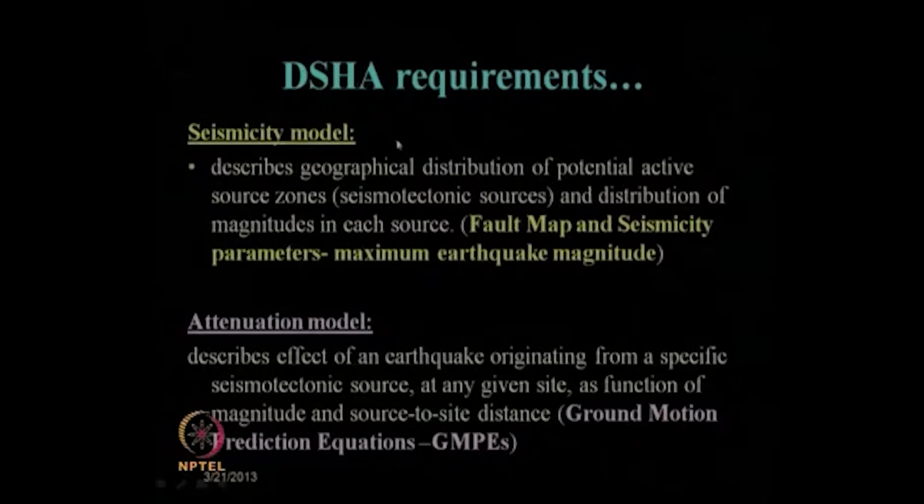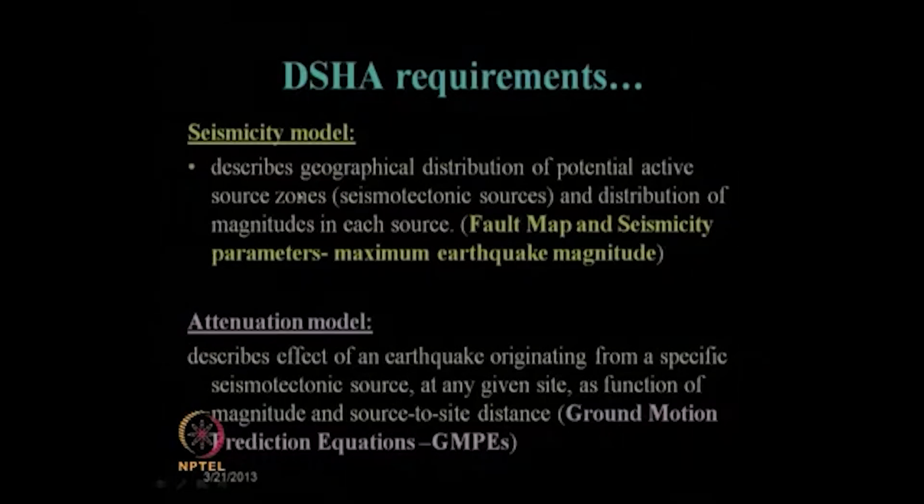Now, what are the requirements for carrying out this DSHA? First one is the seismicity model. We have to first select which seismicity model we are going to use. It describes the geographical distribution of potential active source zones, like seismotectonic sources, and the distribution of magnitude in each of the sources. So, that takes care of the fault map and seismicity parameters like maximum earthquake magnitude by using a proper seismicity model.